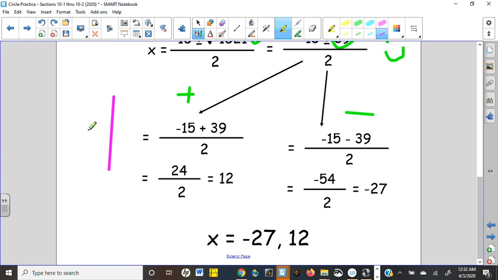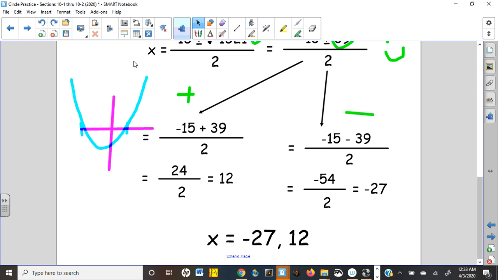If I graphed it, that means way back at negative 27 and somewhere over here at positive 12, this graph would have the roots. It would cross those 2 values, and you get the same answer if you graphed it, doing it this way.